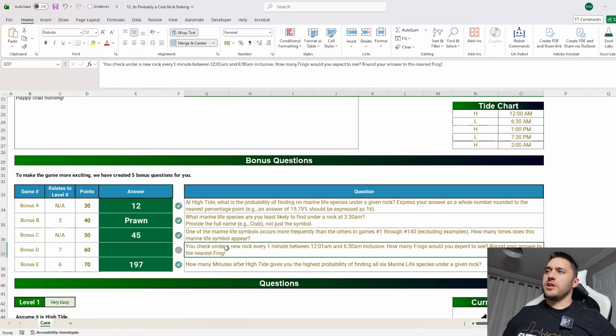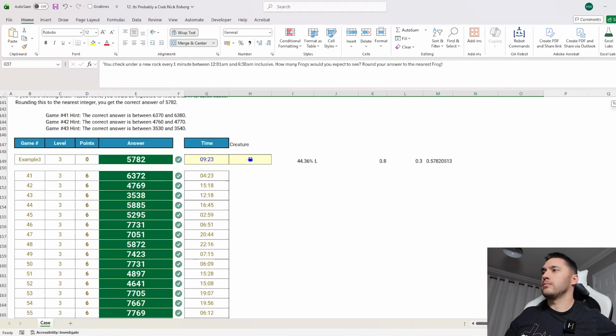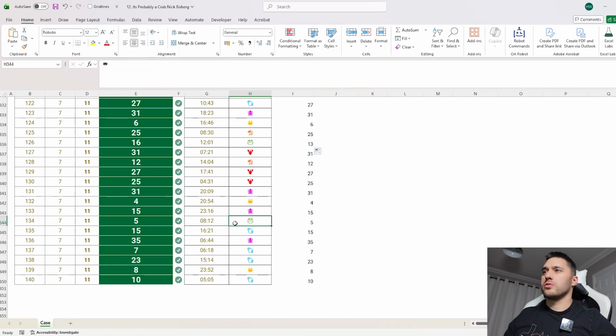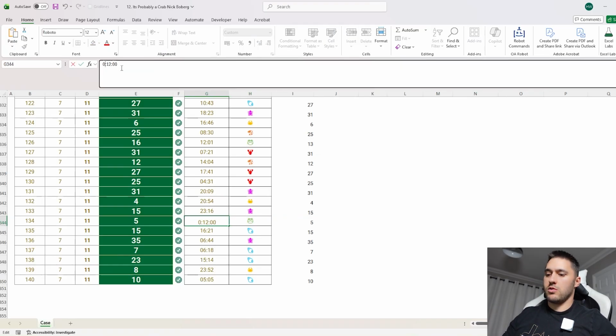Okay, the last bonus is the same thing. We're checking a frog every 1 minute between 12:01 AM and 6:30, so 6.5 hours. How many frogs would you expect to find? So I'm just going to use one of these where we have a frog, so this one here will do. I'm going to change this to 12:01, so it's midnight, basically 01.